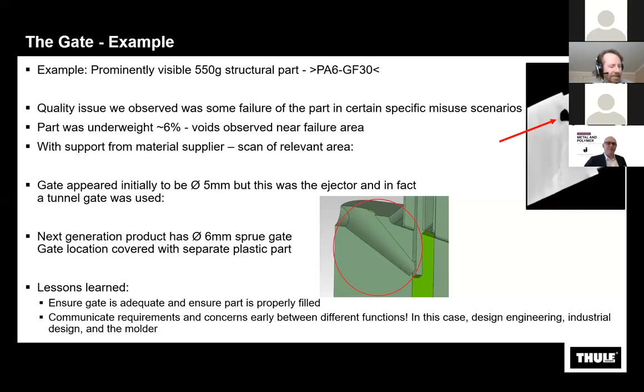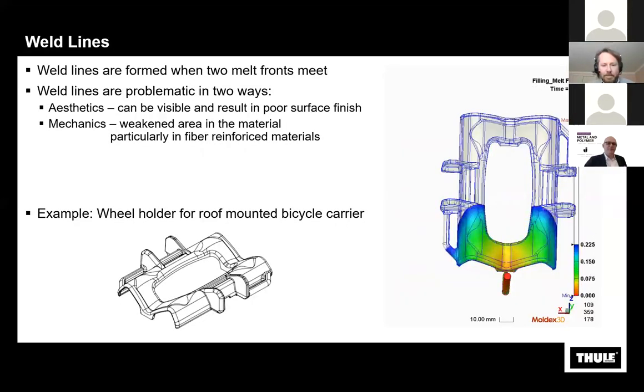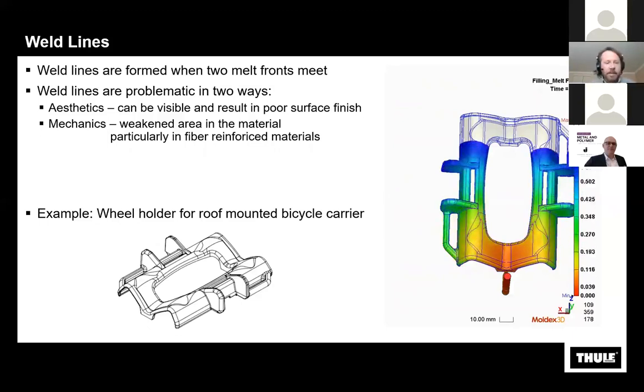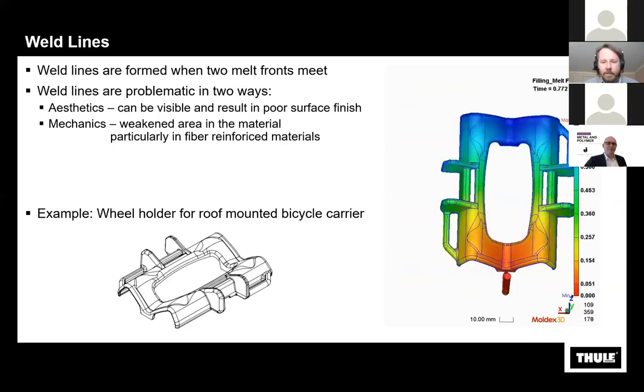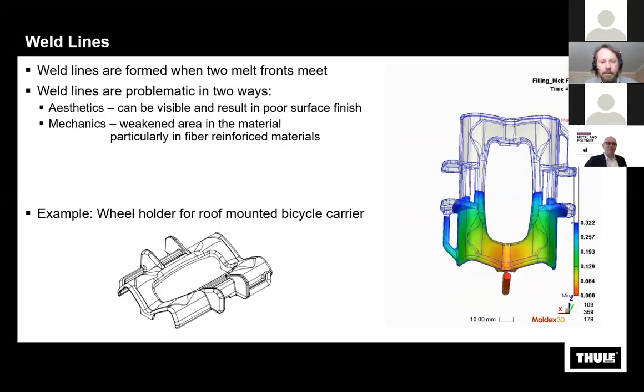So I have two more examples. They shouldn't take that much time, but here's an example of a part that is for a bicycle carrier, a roof mounted bicycle carrier, and the shape of it is, well, you can see it's a wheel holder, so the wheel of the bicycle will rest in this part.